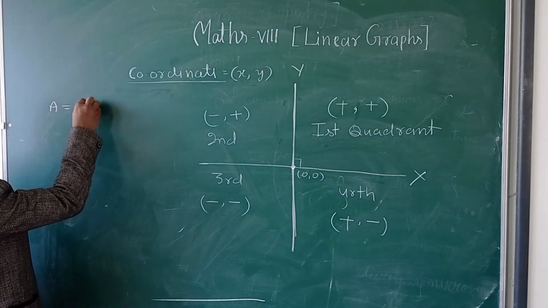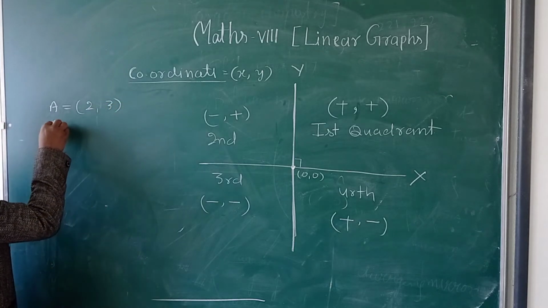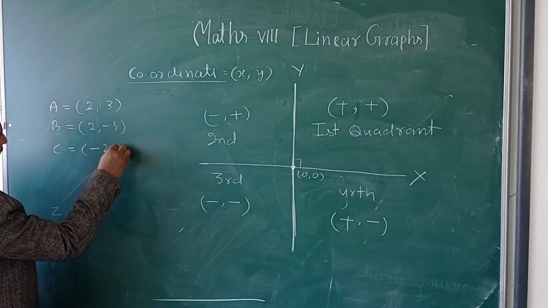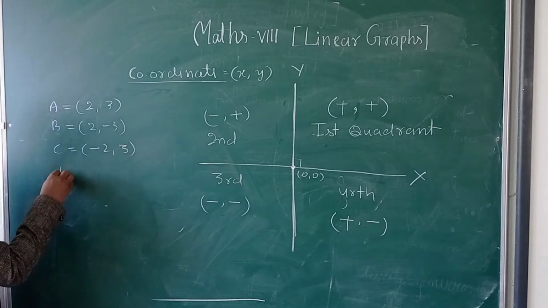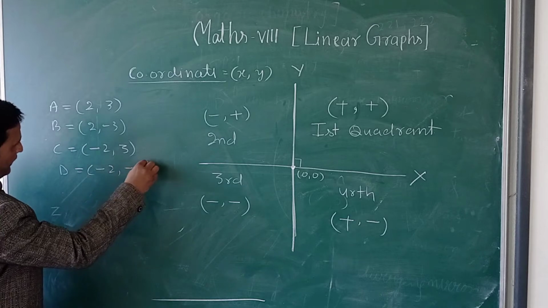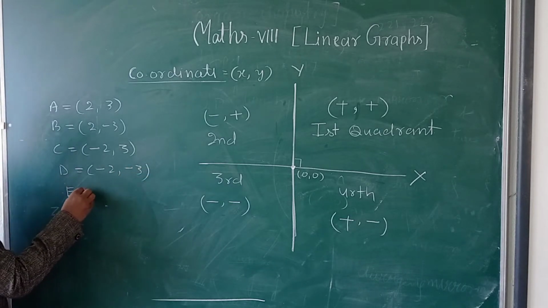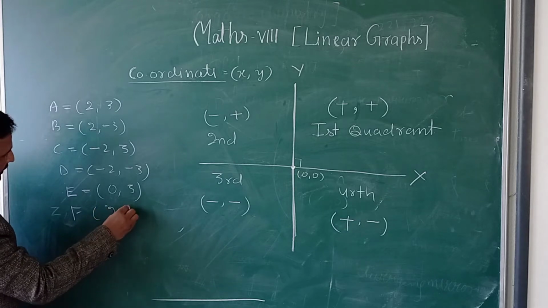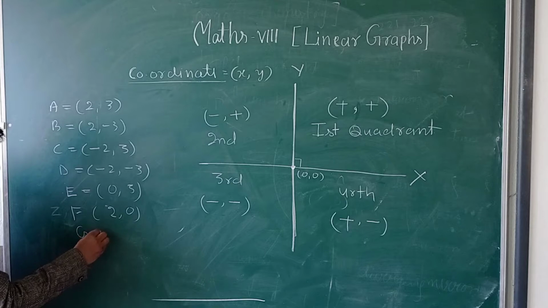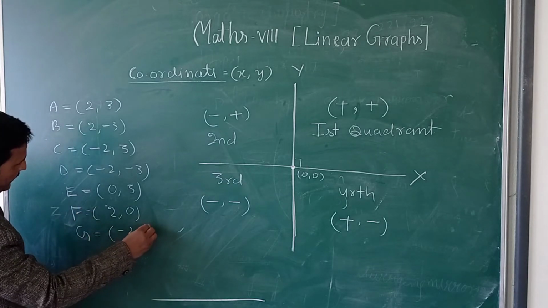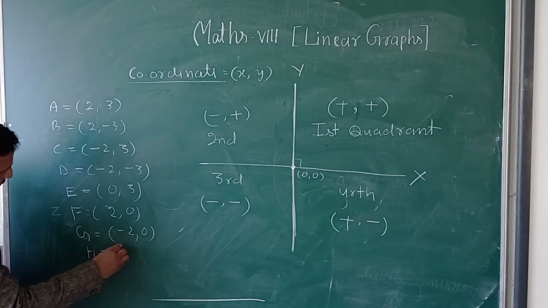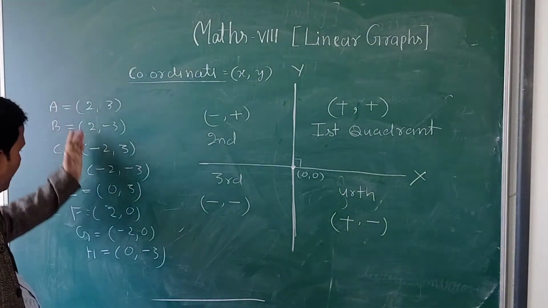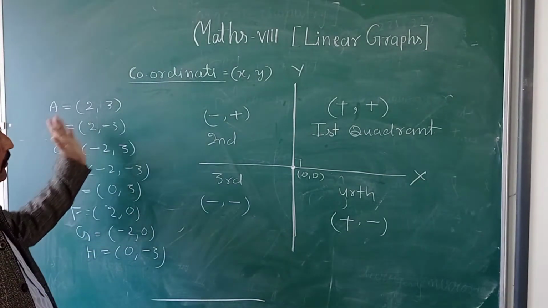the points are given: A (2, 3), B (2, -3), C (-2, 3), D (-2, -3), E (0, 3), F (2, 0), G (-2, 0), and (0, -3). The question is: in which quadrant do these points lie or belong, and plot the graph.